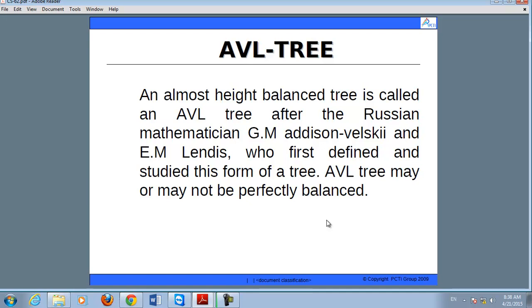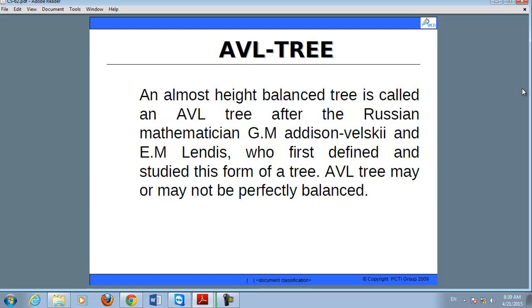Next is AVL tree. We also call the AVL tree a height balanced tree. It may or may not be perfectly balanced. Now see, when you insert values in the tree, then the height of the tree can reach any limit, meaning the height can be anything, but according to that height you have to maintain a balance between the nodes of the tree.